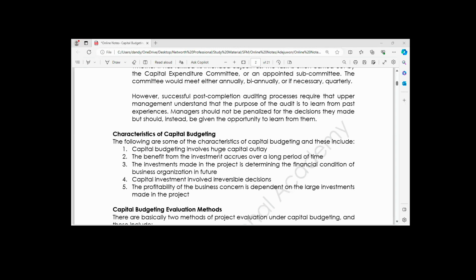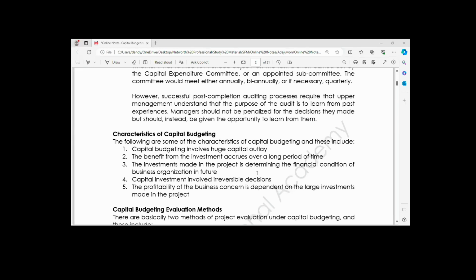So of course, another characteristic of capital budgeting is that the benefit will accrue over a long period of time. At the beginning, the company may not earn any benefit from the project, but in the long run, there will surely be positive cash flows that the project will generate. So you can read through the characteristics. Where we have major work is the project evaluation method. So let's talk about methods of project appraisal.